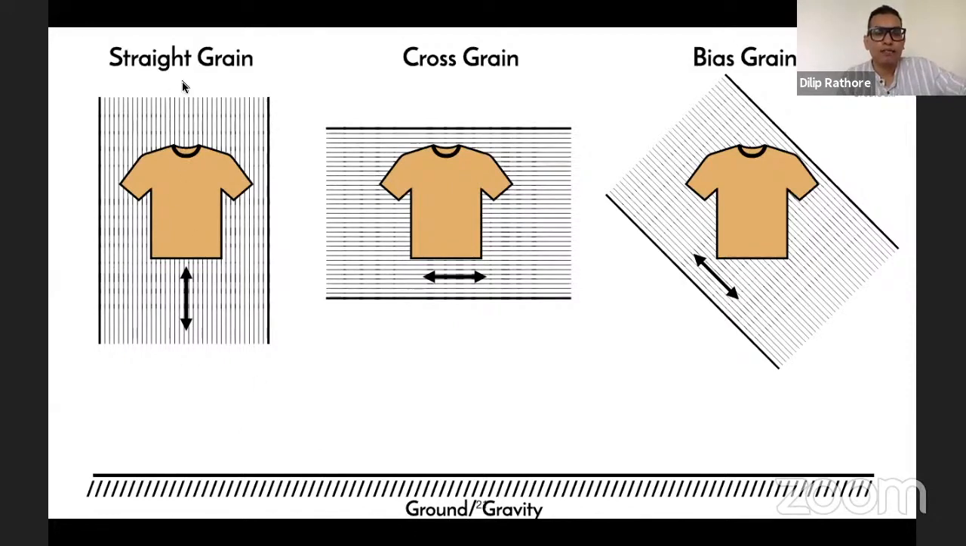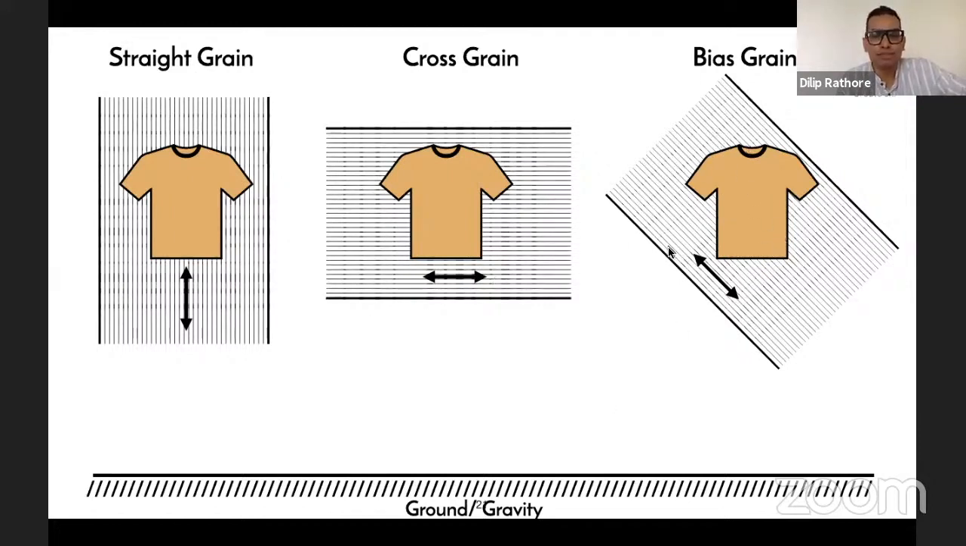So this first one is called a straight grain. Straight grain means when the warp is running vertically on the garment. Second is cross grain, when the warp is running horizontally on the garment. Third is bias grain, when the warp is running on an angle. If it is a 45-degree angle, it is called a true bias. If it is a little lesser or more than 45, it is not a true bias. So we prefer a true bias, which is a 45-degree angle.